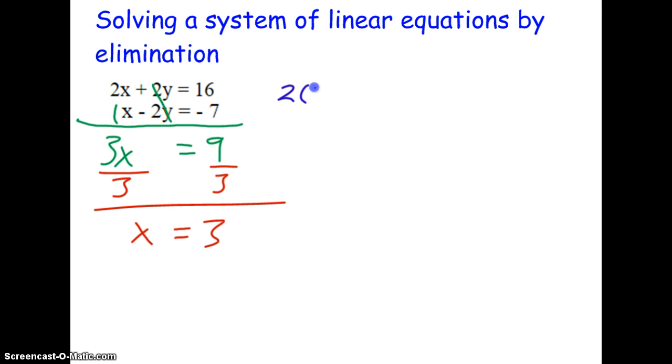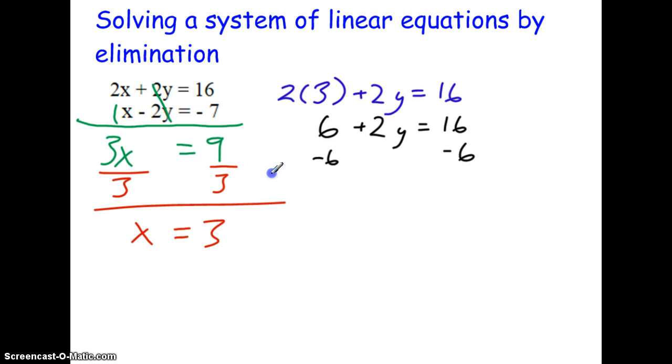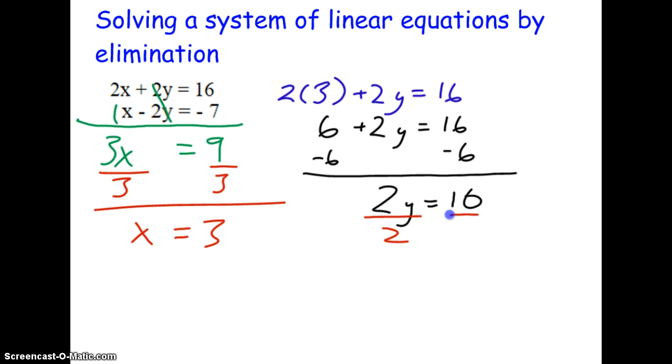So where x was, I'm going to put 3 and then put the rest of my equation. And then I'm going to solve. So 2 times 3 is 6. And I write the rest of my equation in. And we're going to subtract 6 from both sides. Now subtract 6 from the right side. So then 2y comes down equals 10. So then if I divide both sides by 2, y is equal to 5.